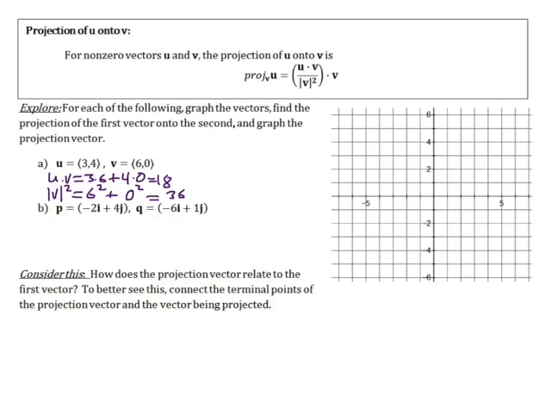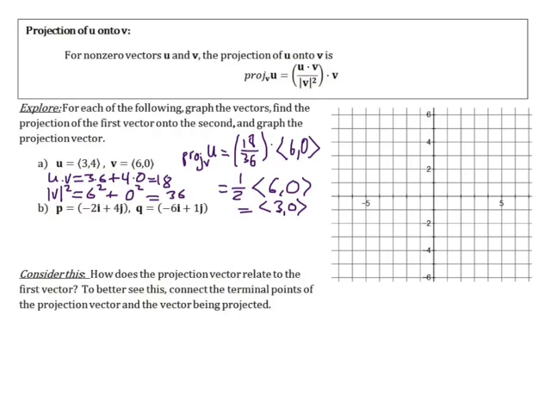So we have the projection of u onto v is 18/36 times the vector v, which is 6, 0. And so this is 1/2 times 6, 0, which is 3, 0. All right? So let's go ahead and graph these and see what we got.